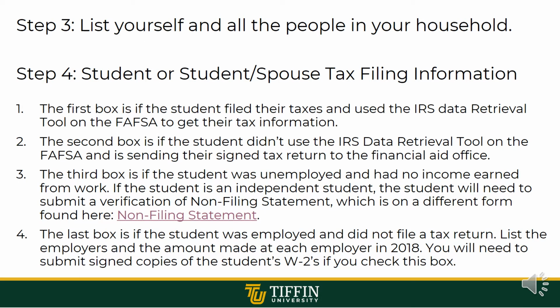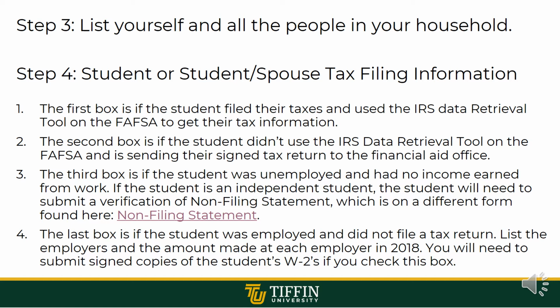On Step 3, list yourself and all the people in your household. Only list the people in the household if your parent supplies 50% or more support for them. Example, you may have a grandparent living with you, but your parents do not support your grandparent more than 50%, so do not list your grandparent.